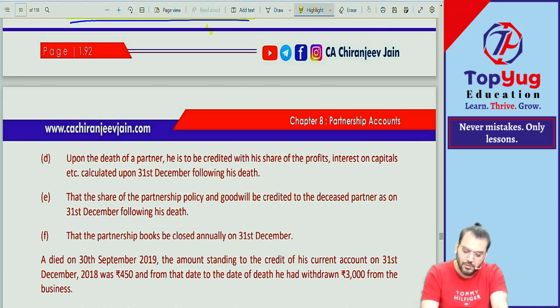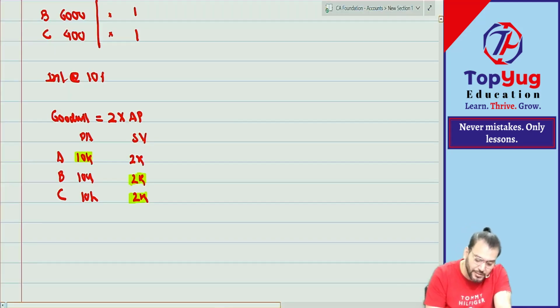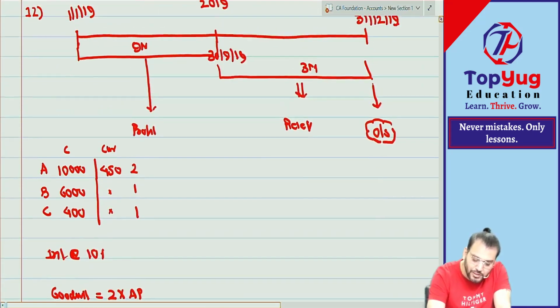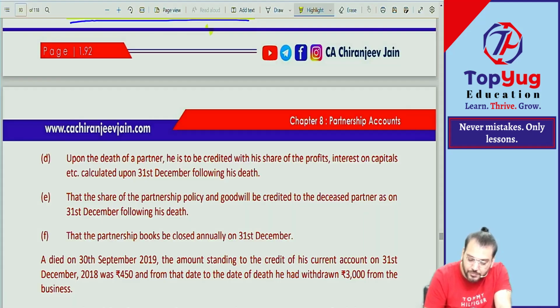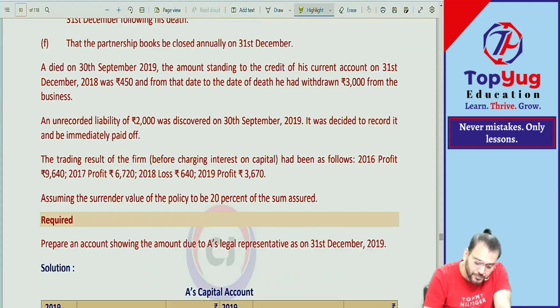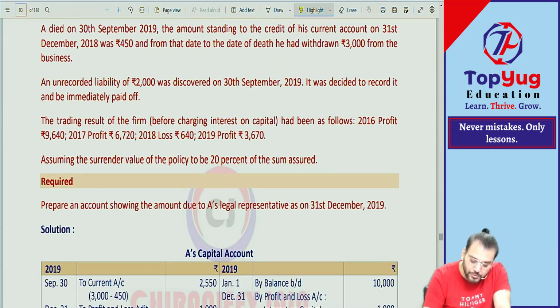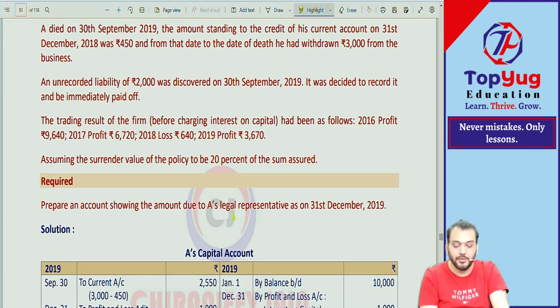Then what is given? Drawing. How much drawing have they given? Drawing for the first 9 months, right? So they have given up to this. What is the drawing? Drawing is equal to 3,000, and there is one unrecorded liability. By what amount do we need to increase the liability? 2,000. What have they asked? Prepare the account showing the amount due to A's legal representative as on that date.